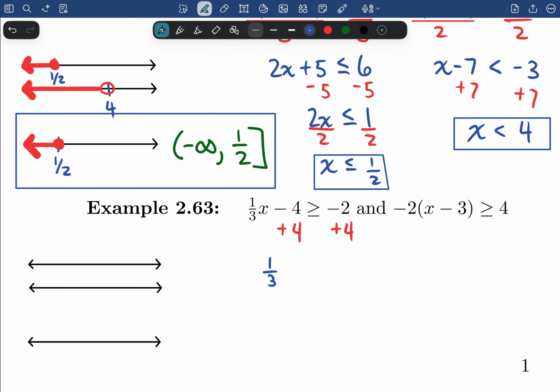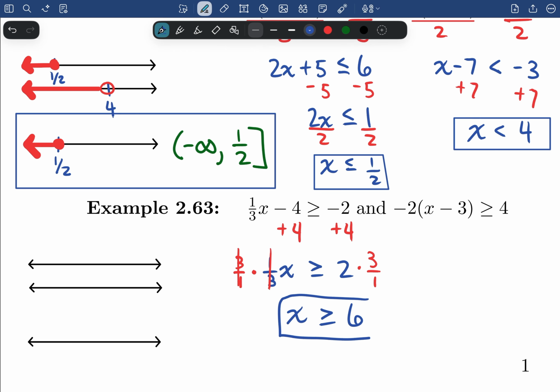And I get 1/3 times x is greater than or equal to -2 plus 4, which is 2. And now I'm going to divide by 1/3. Please remember, dividing by a fraction is the same thing as multiplying by its reciprocal. So I could multiply by the reciprocal of 1/3, which is 3/1, on both sides of this inequality. And what happens in that case, when you multiply reciprocal fractions, they multiply to make 1. So this becomes a 1x. And that's greater than or equal to 2 times 3, which is 6. All right, so we've now solved the inequality.